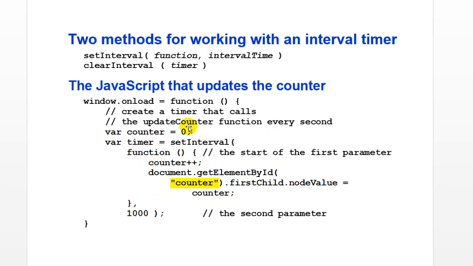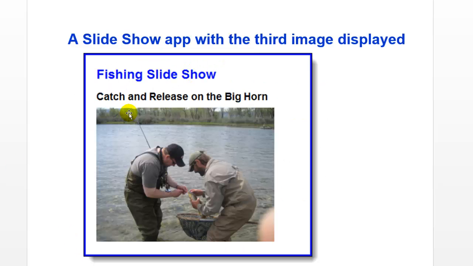It's going to call this. It's going to increment counter, so the first time through it's going to take it from 0 to 1, and then it's going to set the node value of the counter's first child, which is its text. You set the counter's node value equal to this variable counter, so that'll be 1 the first time through, 2, 3, 4. It's a clock. That's basically what it is.